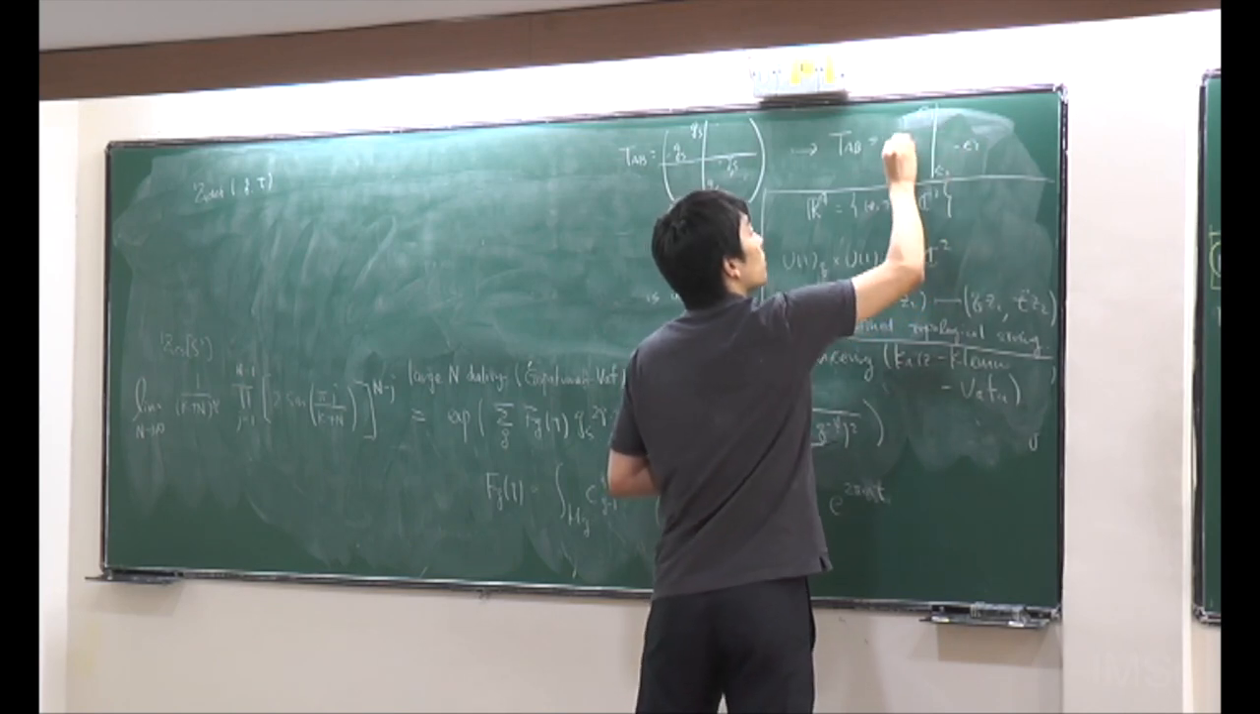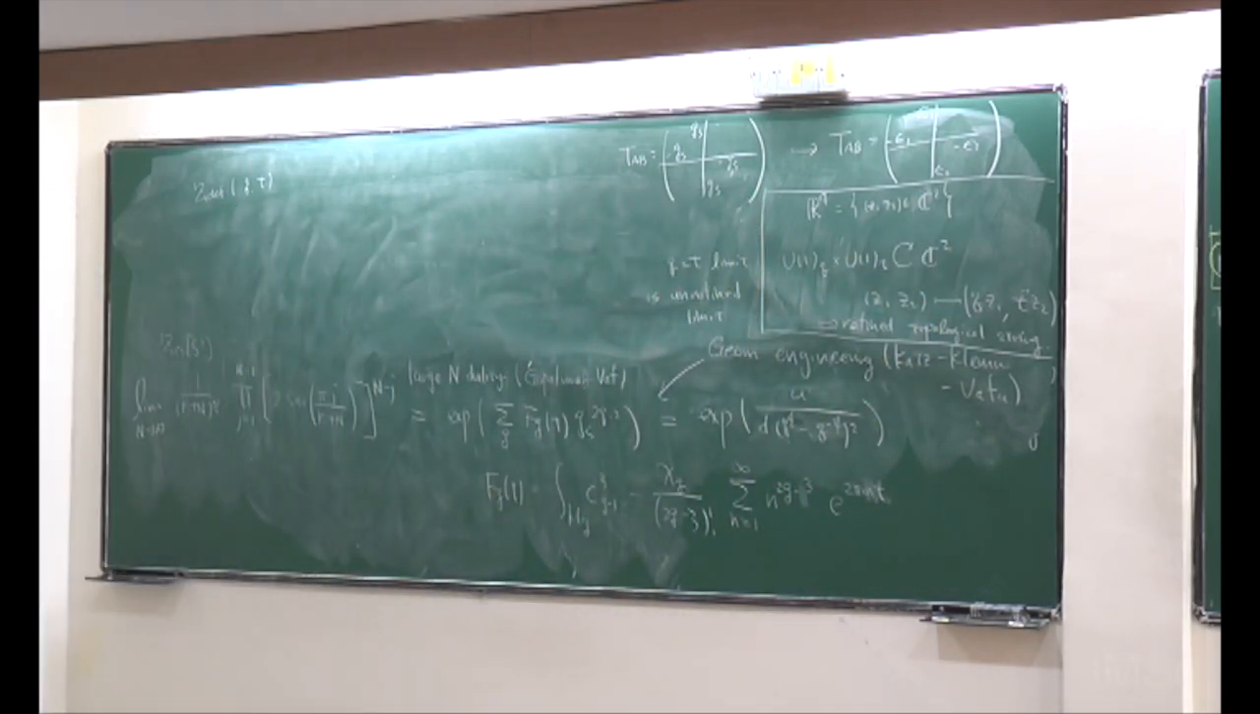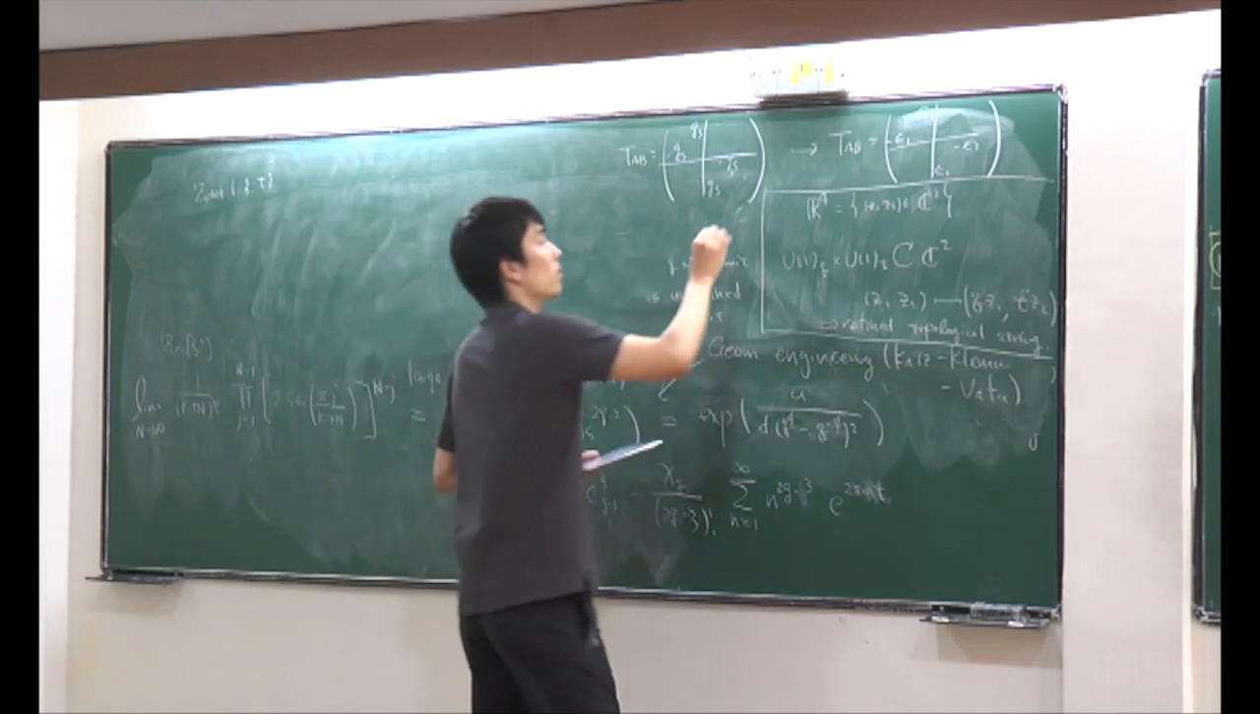So the Omega background, that's what Nekrasov considered. So this is refinement.